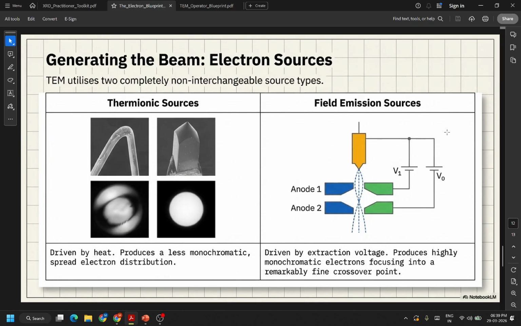So again, there are two types of electron sources, thermionic sources and field emission sources. Thermionic sources are driven by heat and produce a less monochromatic, more spread electron distribution, whereas field emission sources are driven by extraction voltage and they produce highly monochromatic electrons which focus at a remarkably fine crossover point. So that gives us very good images, very high resolution.